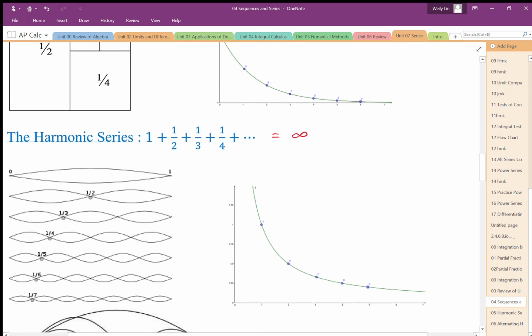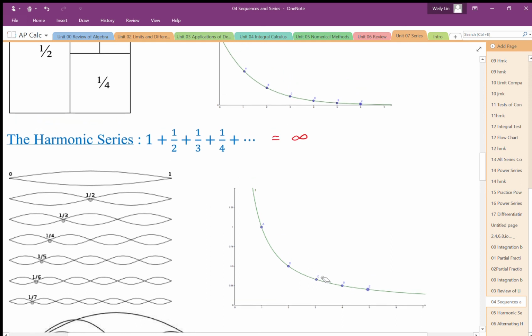If we compare the two graphs, you can see that one goes down to 0 very quickly. The harmonic series does not go down to 0 very quickly. So although we're adding zeros at the end, we're adding bigger zeros, and an infinite number of them, which happens to end up giving us this infinite sum.